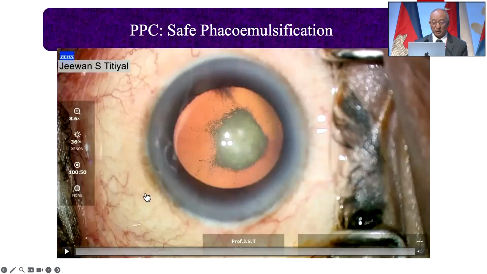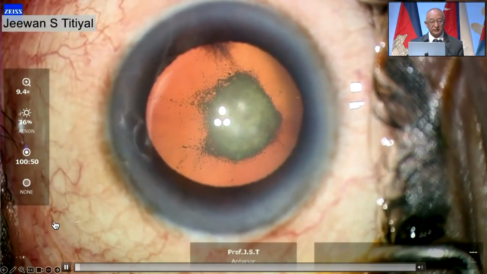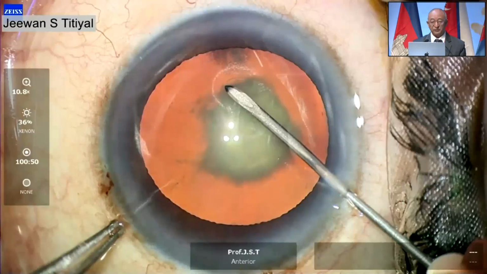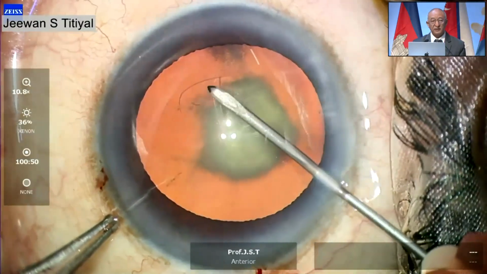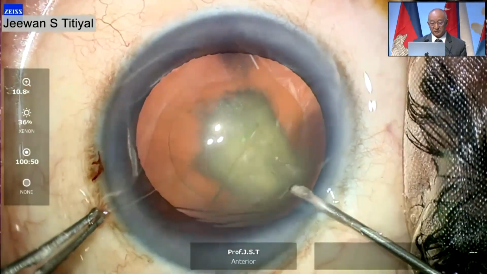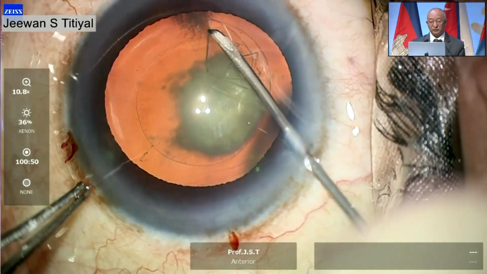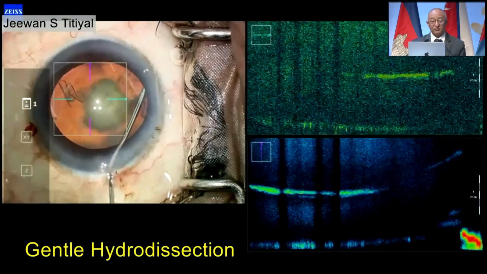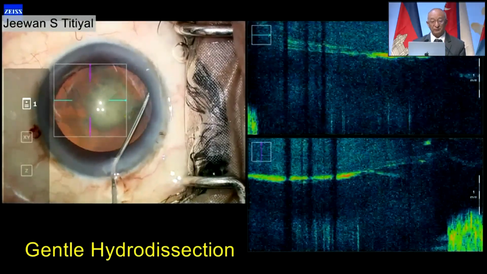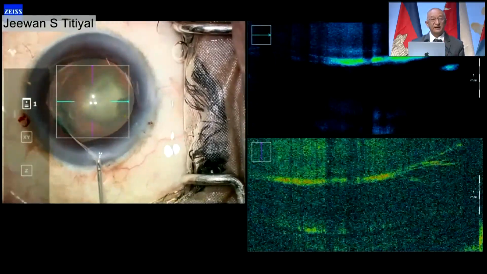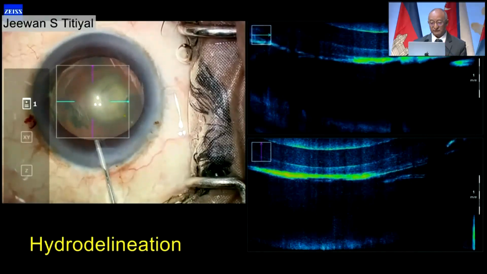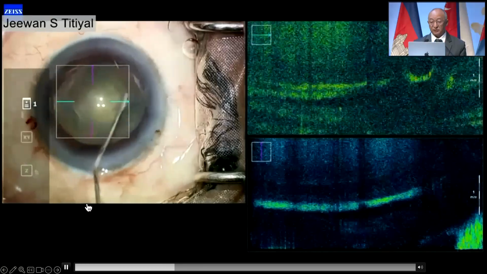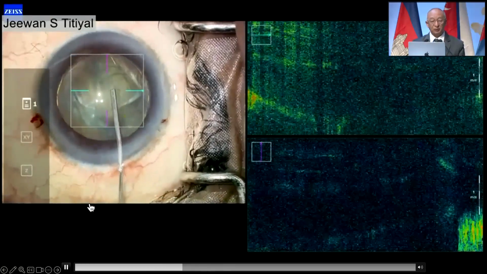Let me show you how to do a safe emulsification in these cases. This is a typical posterior polar cataract. The OCT picture gives you an assessment of the posterior capsule nearer to the posterior disc of a posterior polar cataract. The capsulorhexis size should be adequate, around 4.5 to 5 millimeter. Hydrodelineation has to be done, avoid hydrodissection. You can see in the AIOS2025 microscope the classical delineation of a nuclear core from the epinucleus.